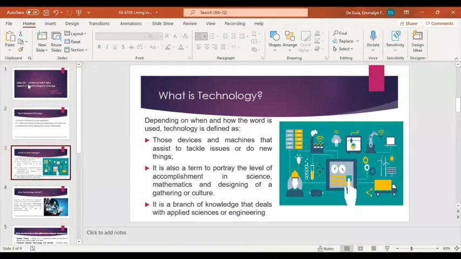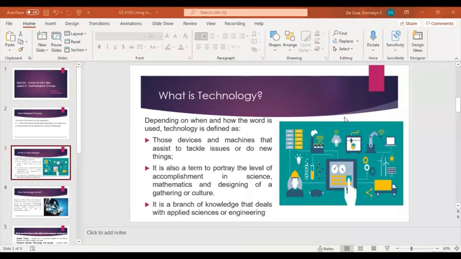I know you already knew because last week we discussed about technology. Okay, so technology, depending on when and how the word is used, is defined as those devices and machines that assist to tackle issues or do new things. It is also a term to portray the level of accomplishment in science, mathematics, and designing of a gathering or culture. Or it is a branch of knowledge that deals with applied sciences or engineering.